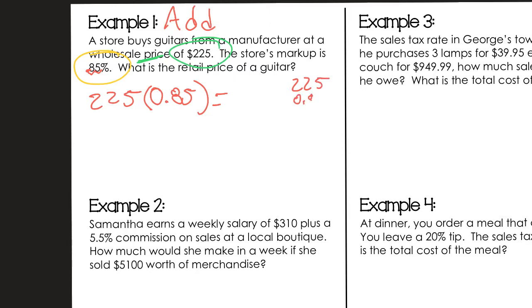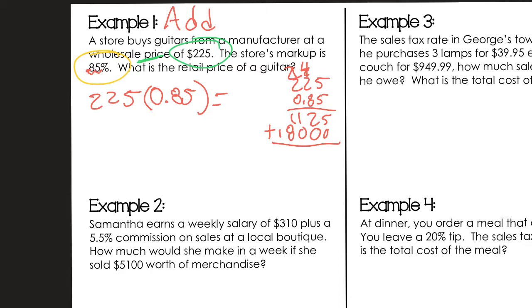225 times 0.85. 5 times 5 is 25. 5 times 2 is 10, plus 2 is 12. There we go. Same thing, 5 times 2 is 10, plus 1 is 11. And then we bring that down. 8 times 5 is 40. So go ahead and do what I'm doing. Write this in. 8 times 2 is 16, plus 4 is 20. 8 times 2 is 16 again, plus 2 is 18. So you should be writing all of this in. We're going to add it together. Okay, so you got to move quick to keep up.